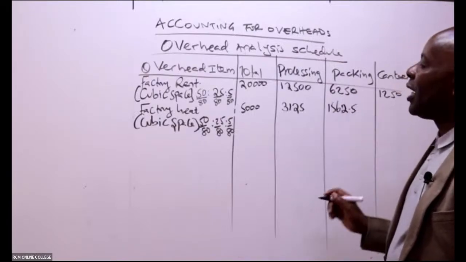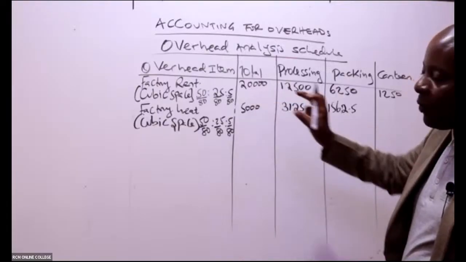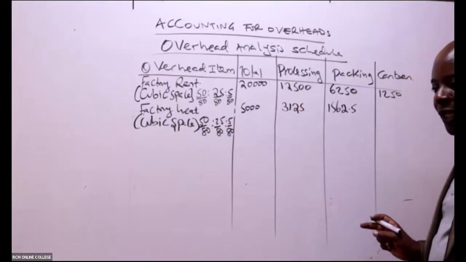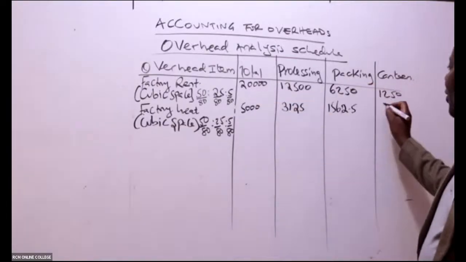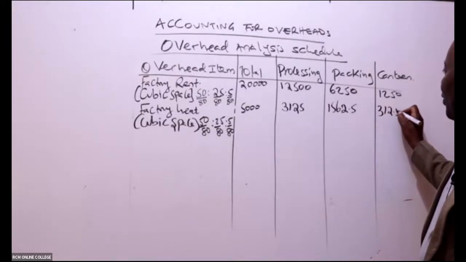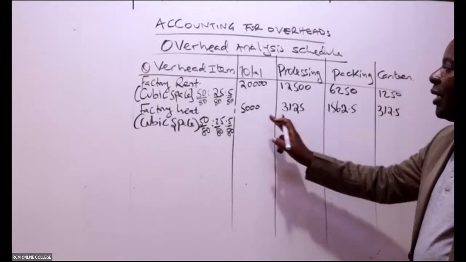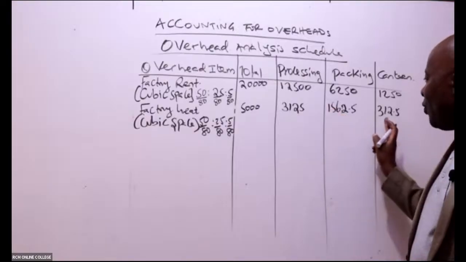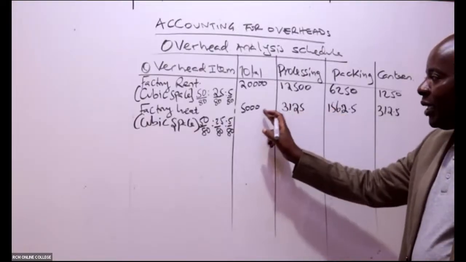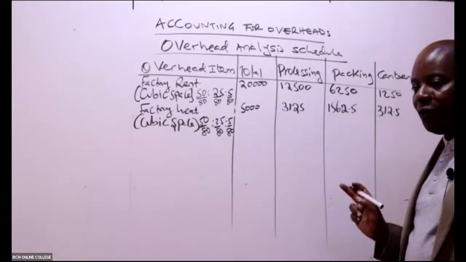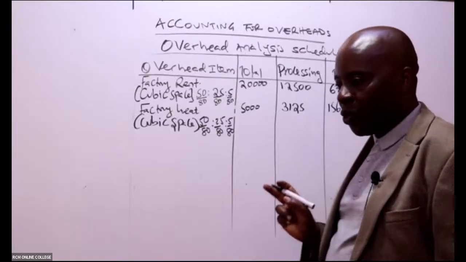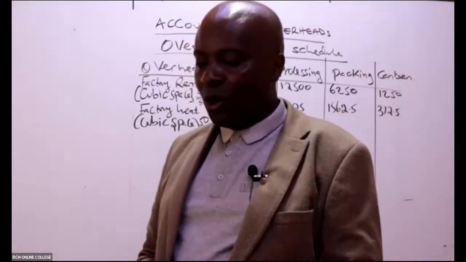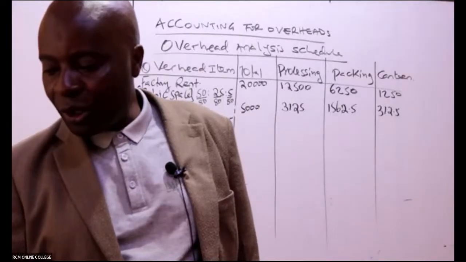1,562.5. And then now we have 5 over 80 times 5,000, which at the end of the day will give us 312.5. And if you add these three numbers, they will give us this total. So now we have the factory heat. We are through with factory heat. So we go straight away, ladies and gentlemen, to the next one.